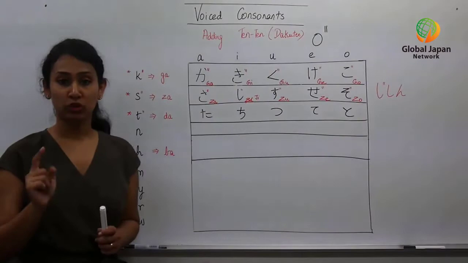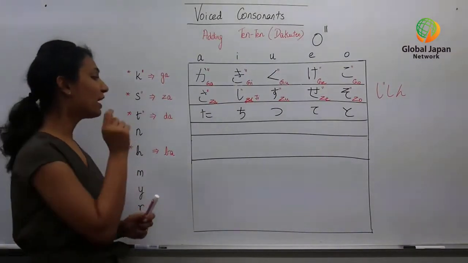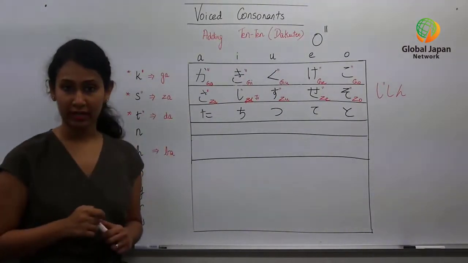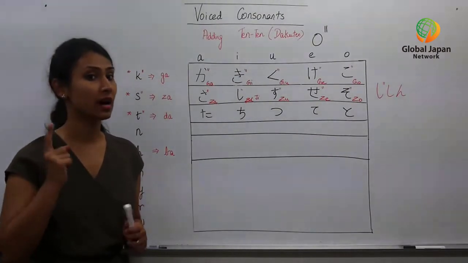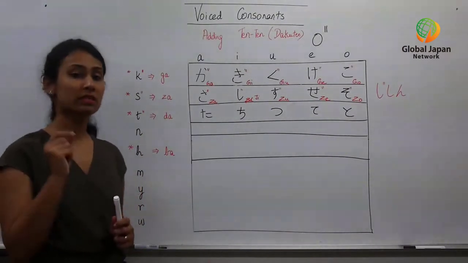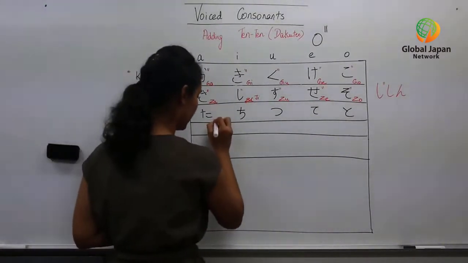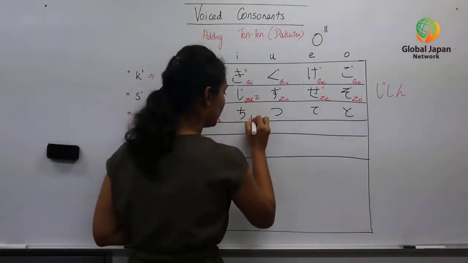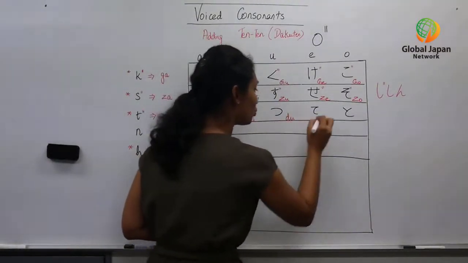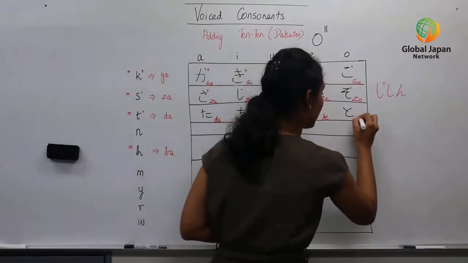Ta, chi, tsu, te, to. If I added the tenten to it, the sound becomes da. Writing the sounds in English now. Da, di, do, de, do.